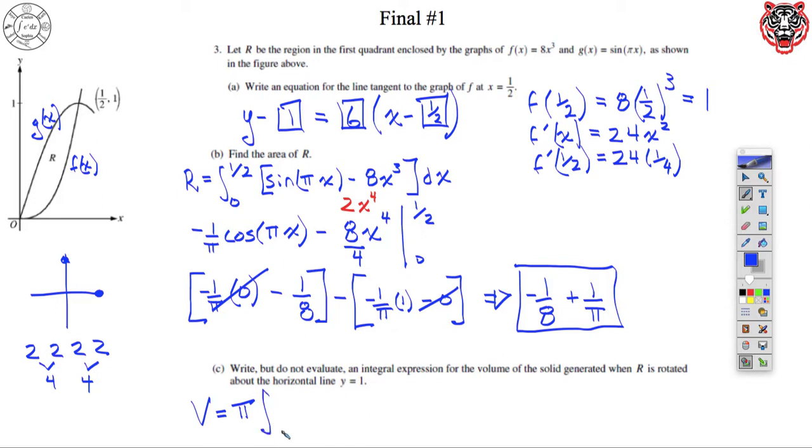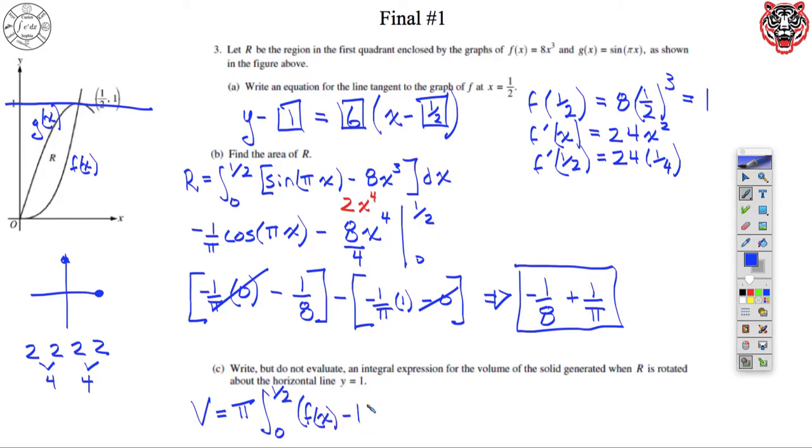it's going to be an integral between, same values, 0 and 1/2, and then it's going to be rotated around y equals 1. So y equals 1 is right there. Oh, I could have done a better line. Ooh, that's better. The outer function is now f of x, so that's going to be my first one. So it's going to be f of x. I'm just going to write f of x. I'm going to be lazy about this.